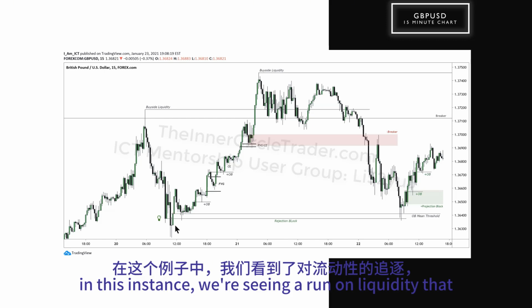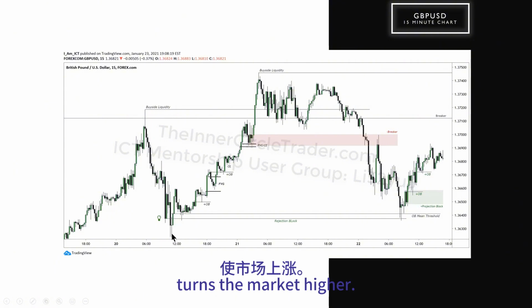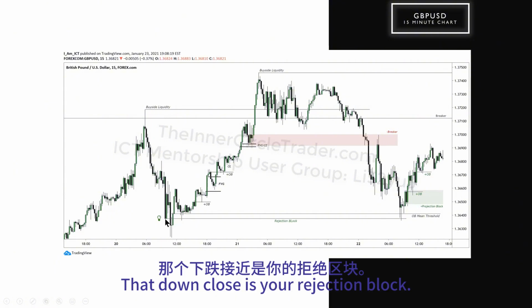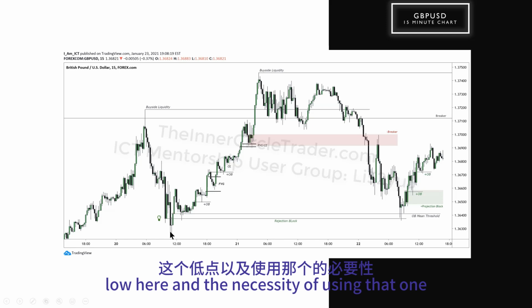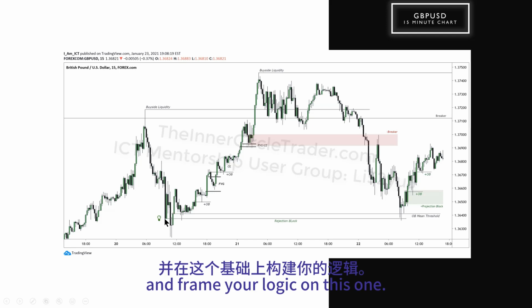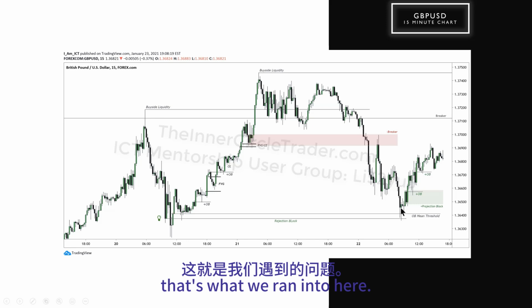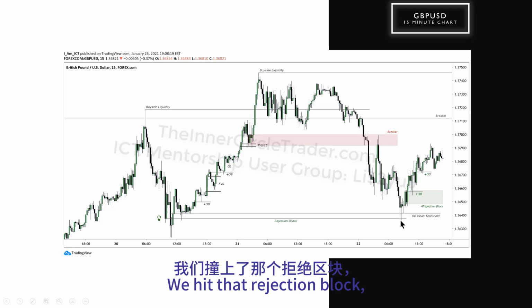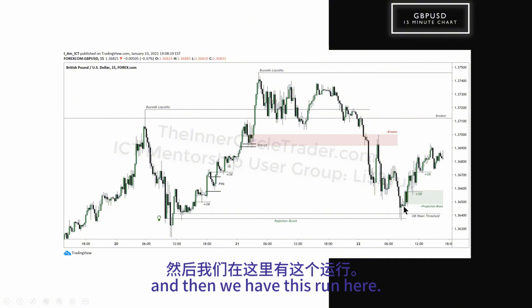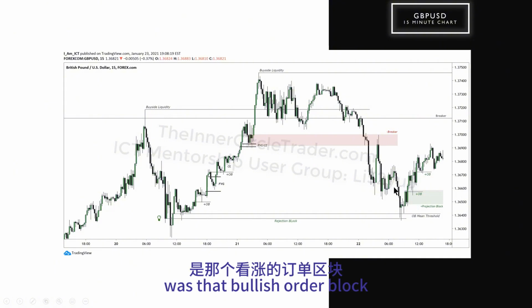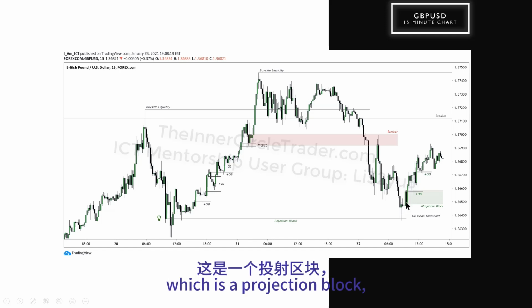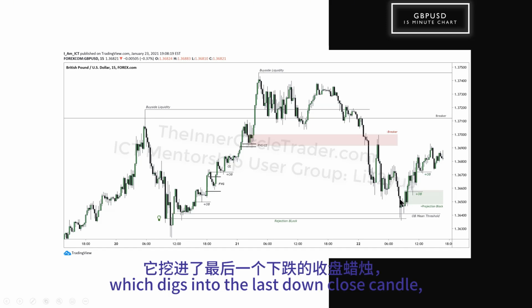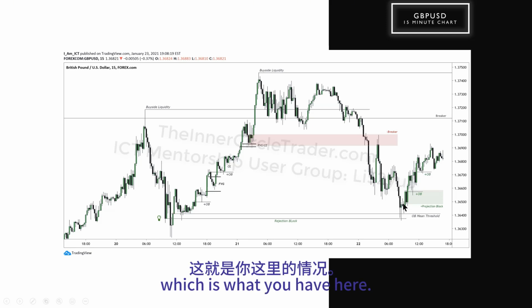Well, in this instance, we're seeing a run on liquidity that turns the market higher. That down close is your rejection block. Cancel out this low here and the necessity of using that one, and frame your logic on this one. If you project that forward, you can see that's what we ran into here. We hit that rejection block, didn't go down to this one, and then we have this run here. Inside of this low here was that bullish order block on the hourly chart. Well, when we reduce it again, now we have an order block here, which is a projection block, which digs into the last down close candle, but only goes halfway in, which is what you have here.